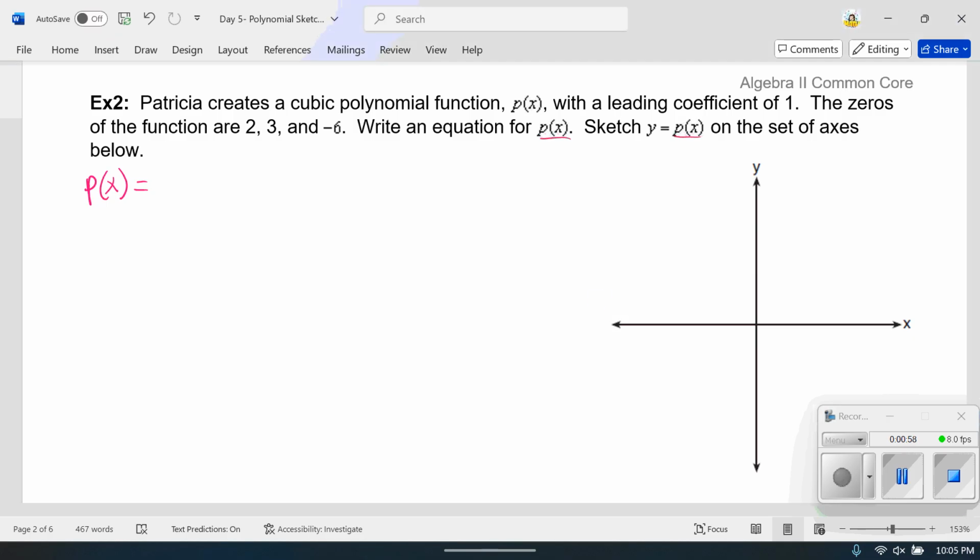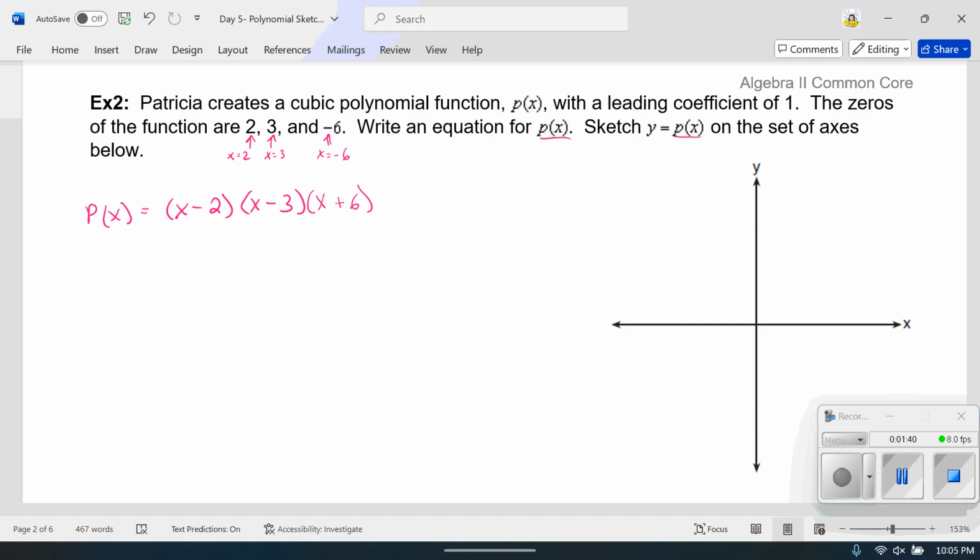Now, remember the zeros, we have X equals 2, X equals 3, X equals -6. But in order to write the function, you need to have the factors. And the factors are the opposite values. So if your 0 is X equals 2, the factor is X minus 2. And if the 0 is X equals 3, the factor is X minus 3. And the last one, if you have X equals -6, the factor is X plus 6. They're all the opposite values.